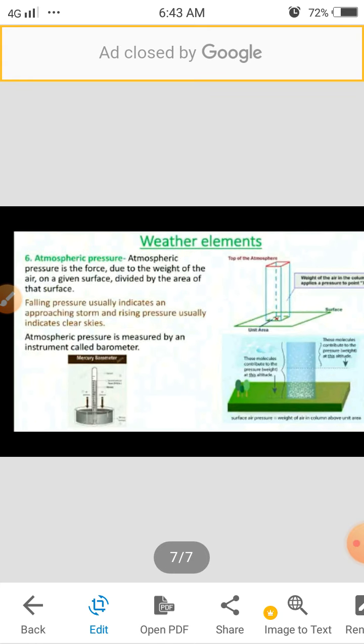Then next weather element is the atmospheric pressure. What is the atmospheric pressure? Atmospheric pressure is the force due to the weight of the air on a given surface divided by the area of that surface.